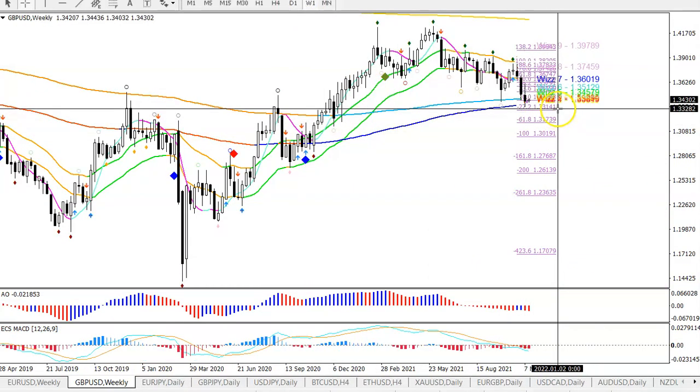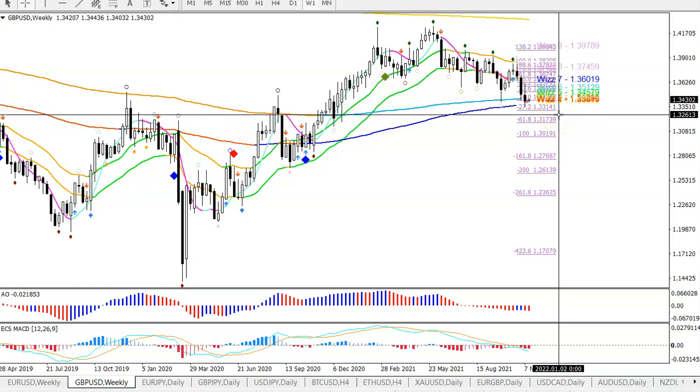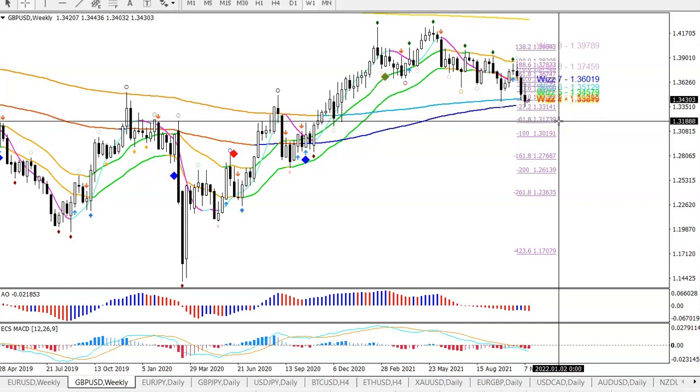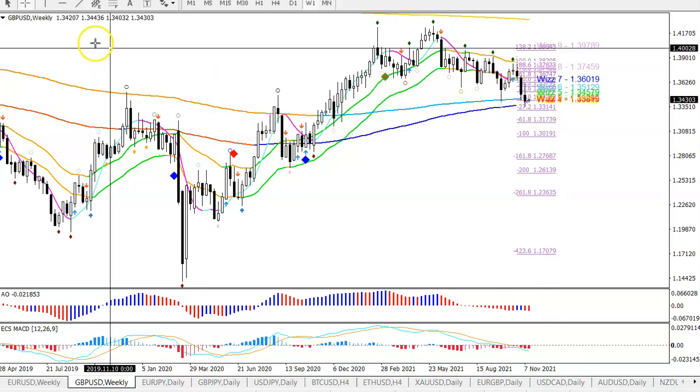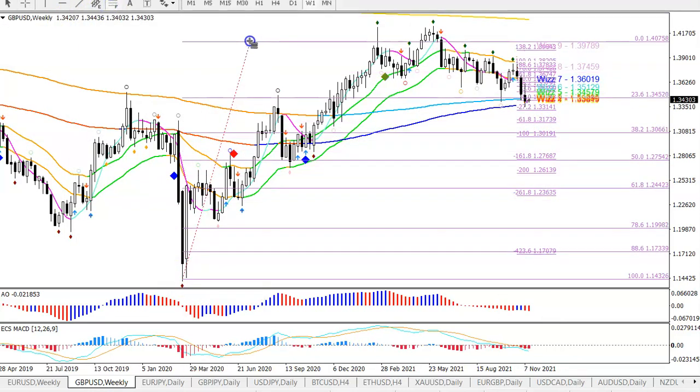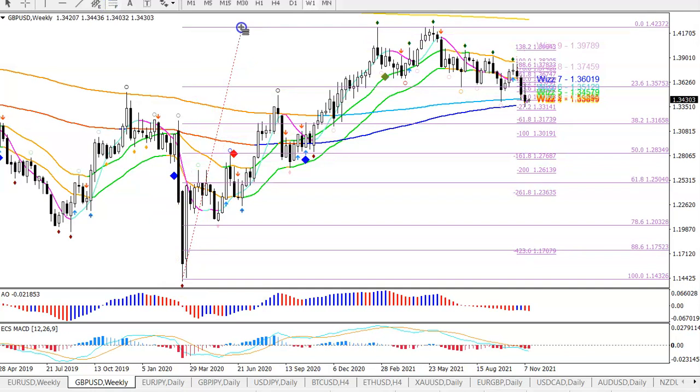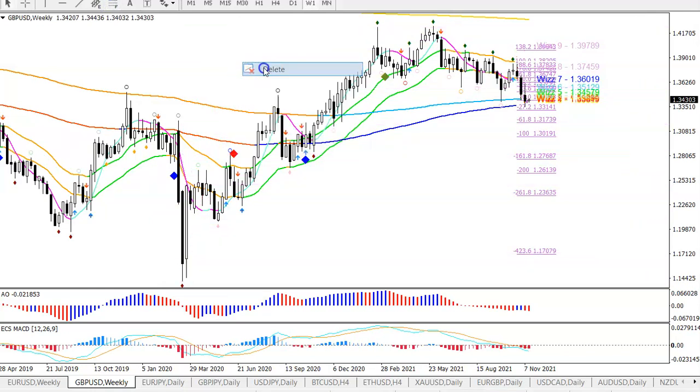Here at 133.25, 132.50, 131.75, 130.80, 130. Let's put the fib back here. Yeah, so that's what I'm looking for at this moment. Both looking pretty bearish in my eyes.